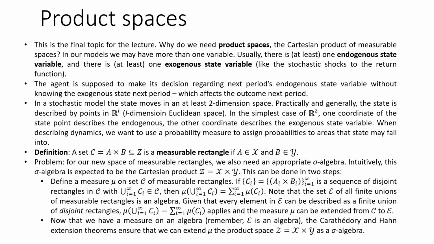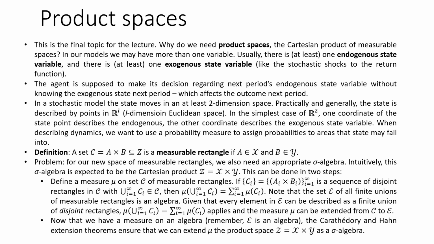We will do this in two steps. First, we define a measure for measurable rectangles. Then we extend it to the algebra of the finite unions of measurable rectangles. And in the second step, we extend it to the sigma algebra of measurable rectangles, which is the Cartesian product of the measurable spaces of the variables. So first we define a measure for measurable rectangles.